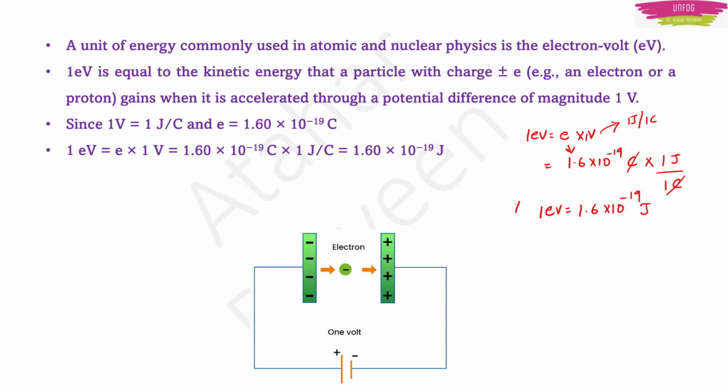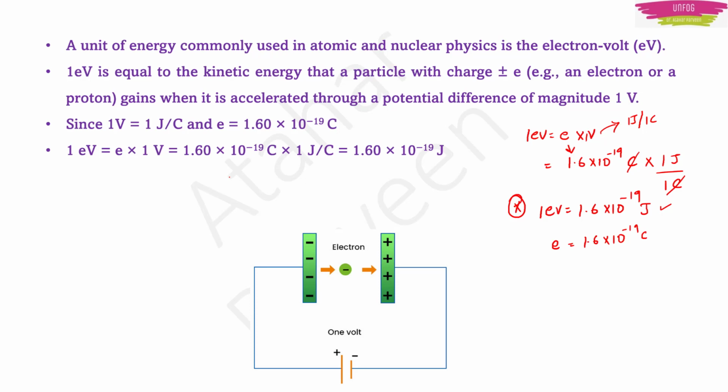joule. Okay, in terms of coulomb, if you want to see the charge of electron, it is 1.6 into 10 raised to minus 19 coulomb. If you want to convert 1 eV into joule, then it is 1.6 into 10 raised to minus 19 joule. Okay.